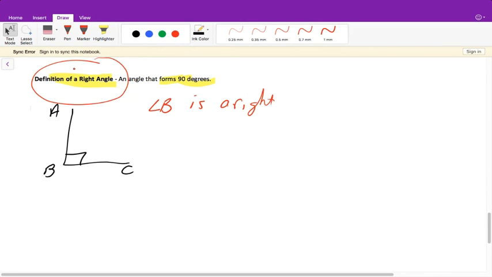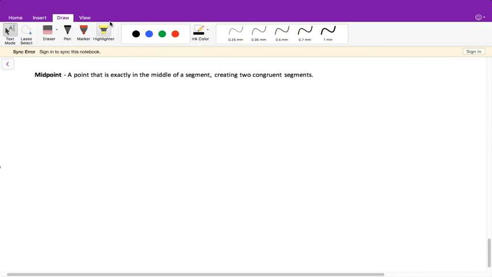And then we have one more, and then that's it for this video. All right, now the last one, midpoint. We've already discussed midpoint when we're given two endpoints, and we can use the midpoint formula. But now you're going to have to use it a little bit differently, but it's still the same thing. It's a point exactly in the middle of a segment, creating two congruent segments.